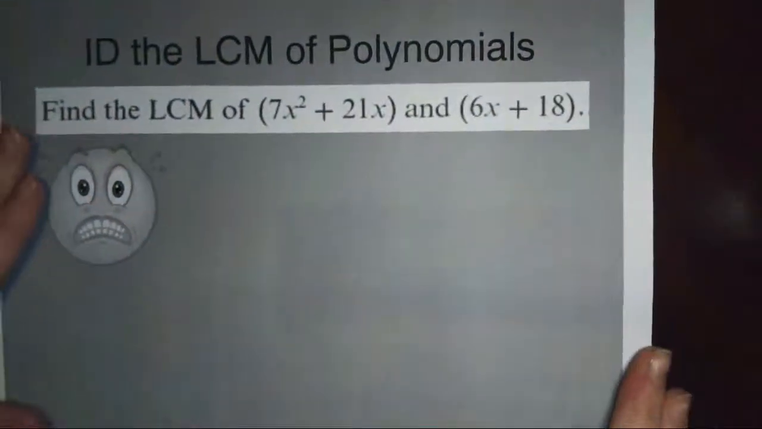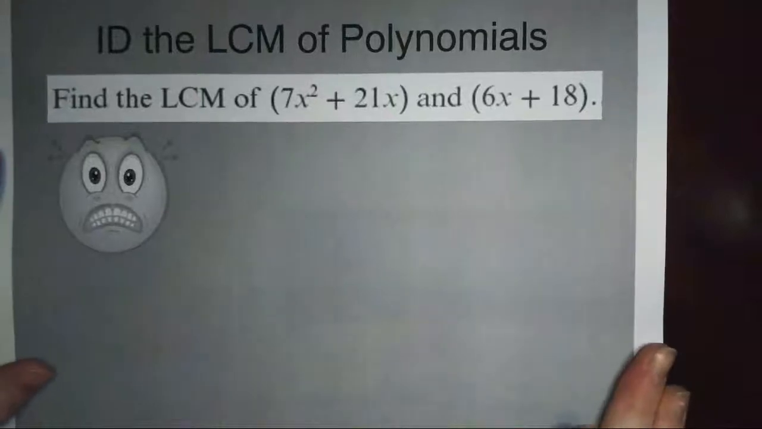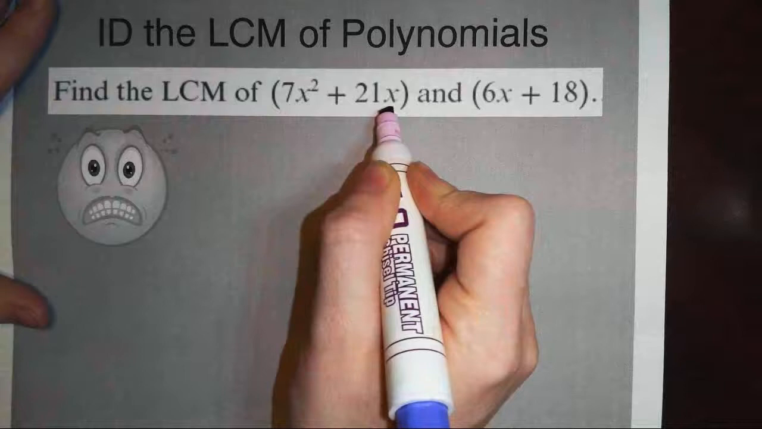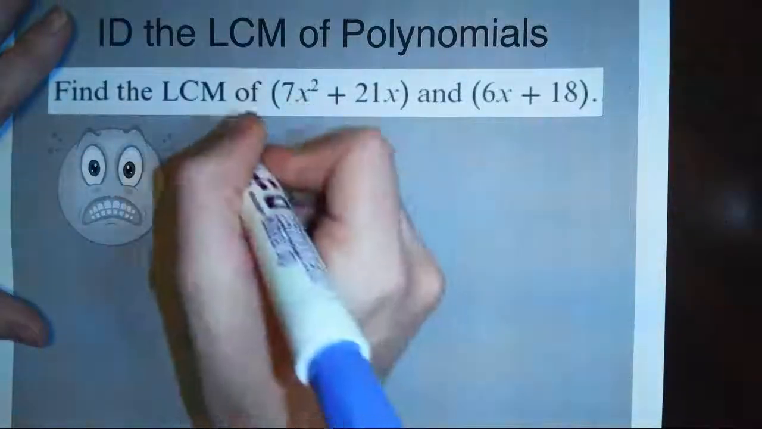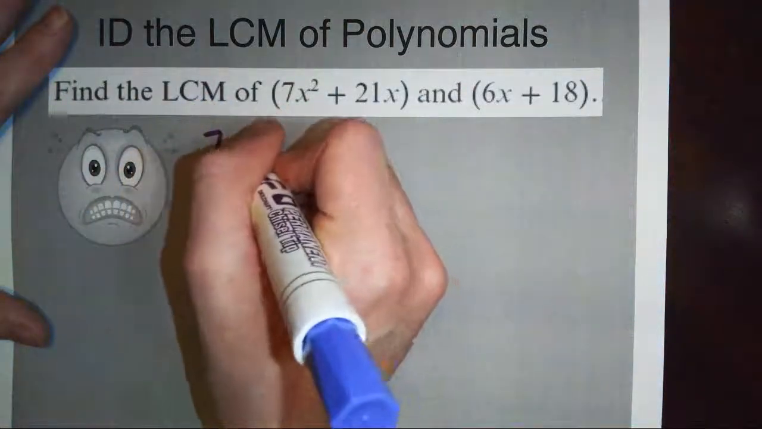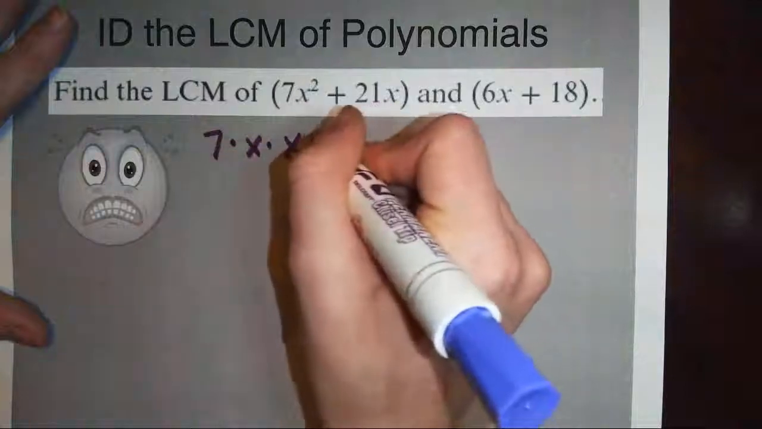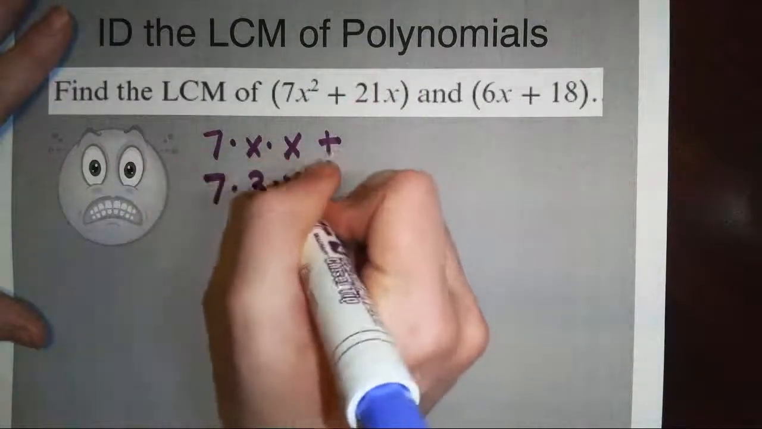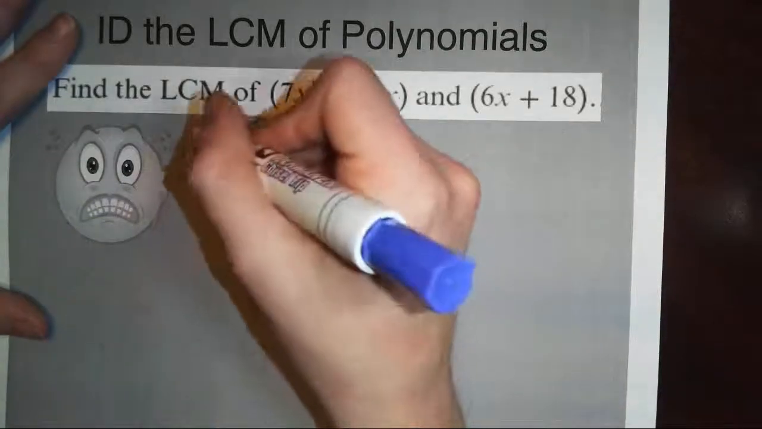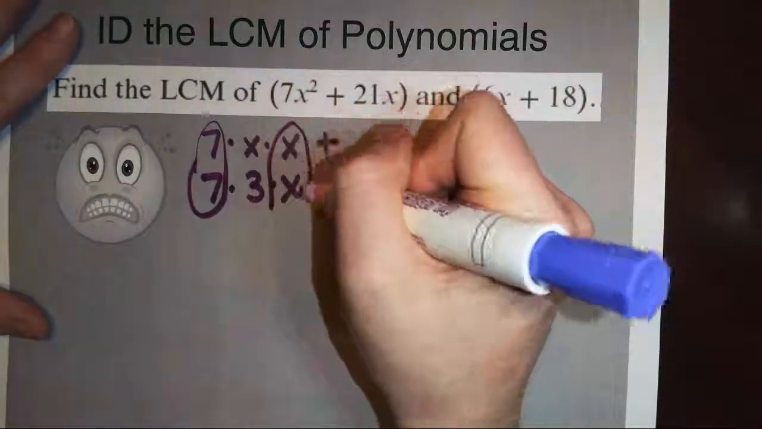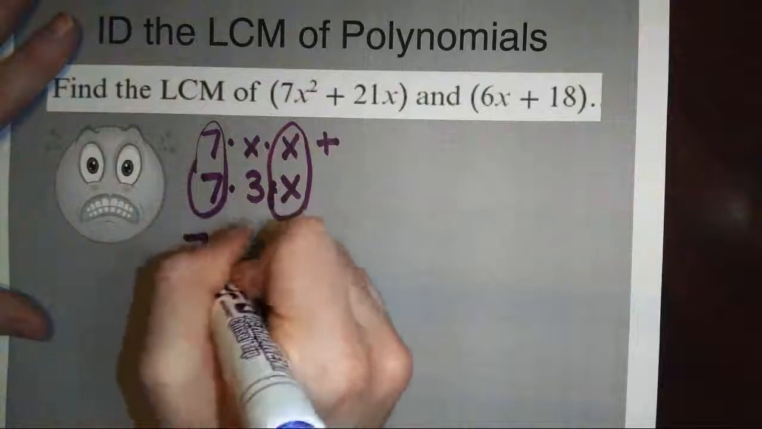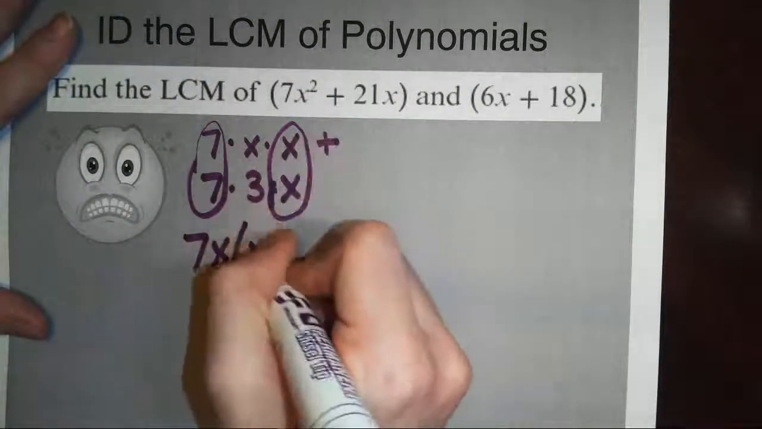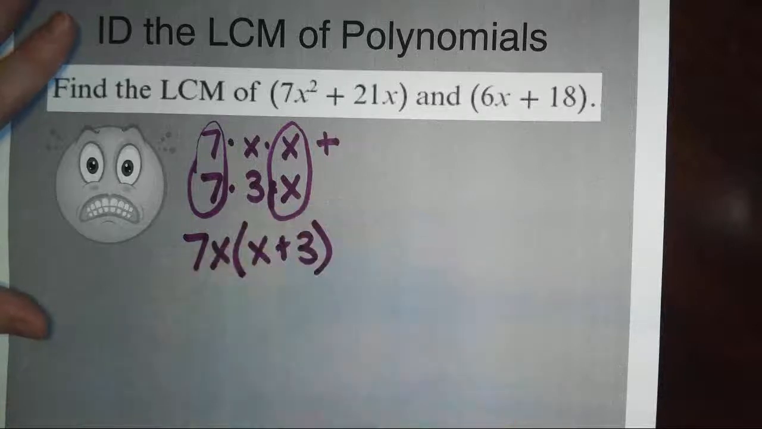Let's try another one of these. Now this one's going to be a little different because we are going to have a greatest common factor. First we'll factor out 7x squared plus 21x. Now 7x squared is 7 times x, plus 21x, which is 7 times 3 times x. So they have a 7 in common, and they have an x in common, so we'll write 7x. And what's left over is x plus 3, so that's what goes in my parentheses.